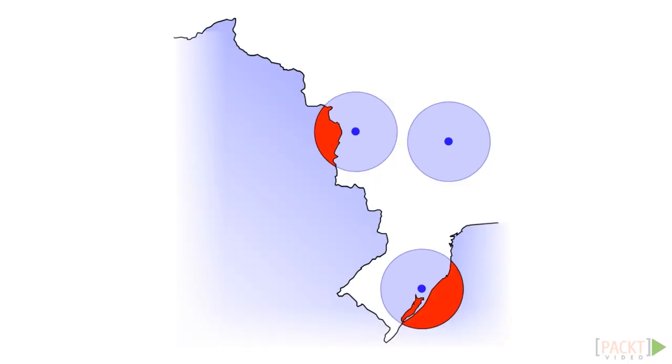To do this, you can subtract the ocean from each of your circles to get a polygon that includes the area of the city covered by each hospital. You can then measure the area of each polygon to see how much of the city is covered by each hospital. Now, there are lots of examples like this. This is just one that I made up. But let's write a program that solves this type of problem.